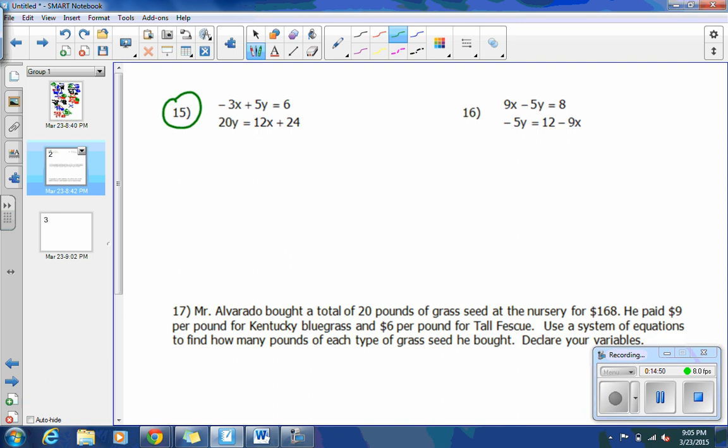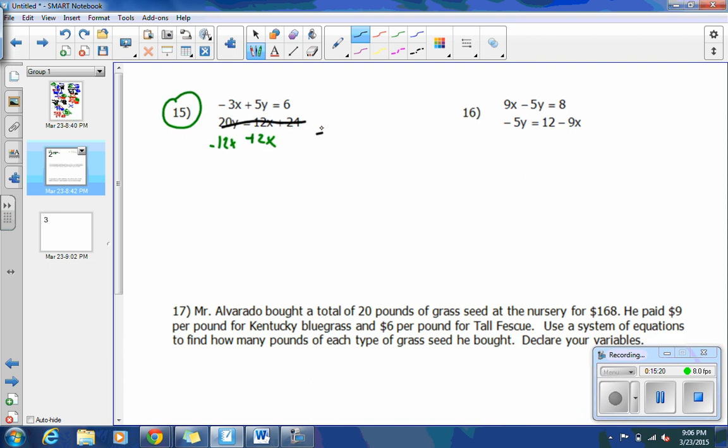So if you remember, we wanted to make sure that all the x's were lined up, the y's were lined up, and the constants were lined up. Right now, they are not. So let's just get the x's and the y's on the same side for this bottom equation. So I'm going to subtract 12x from both sides.